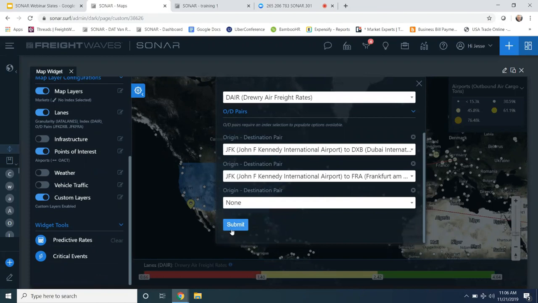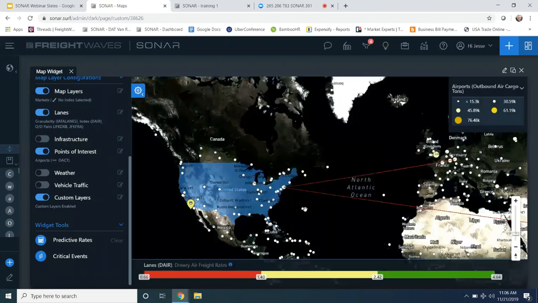And submit that. And now you can see from JFK Airport we have two red lines, one headed to Frankfurt. You can hover over that as I'm doing today, and you can get a sense just visually of the rate per kilo, which is 80 cents a kilo. My hand's a little bit unsteady here, so it's going on and off.